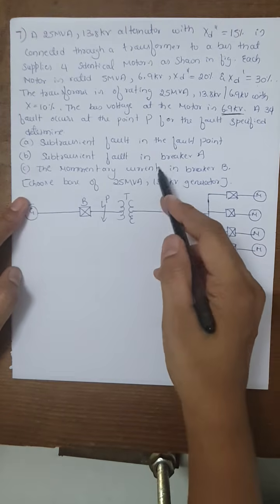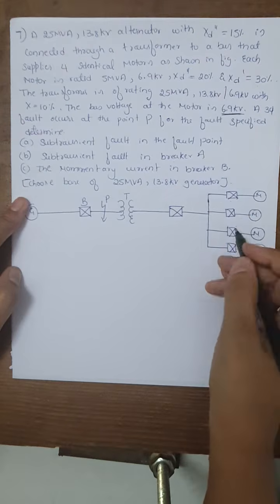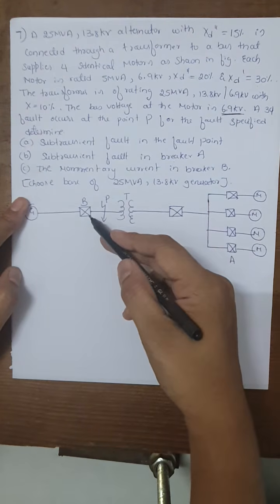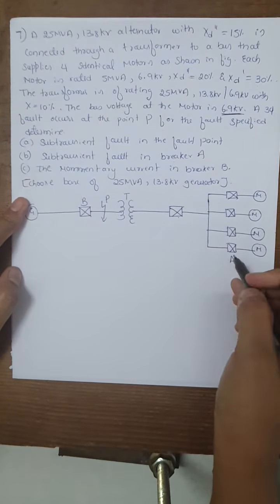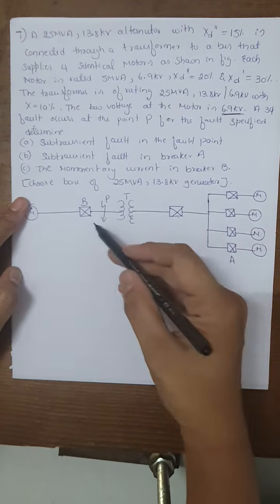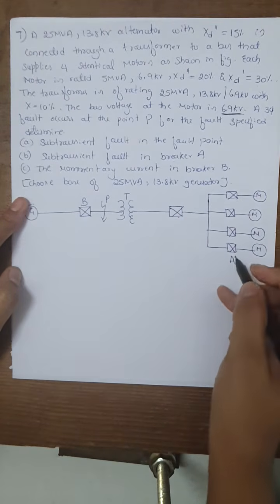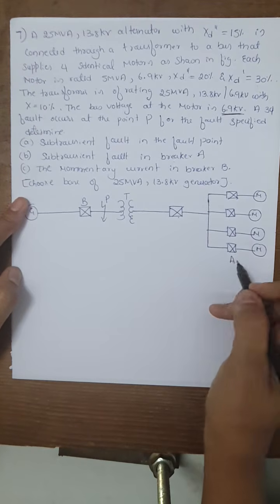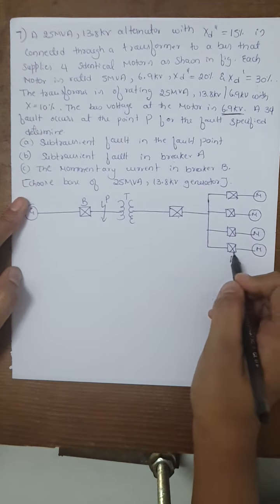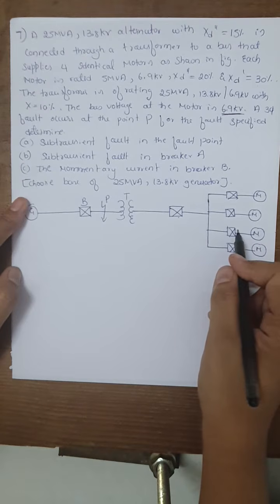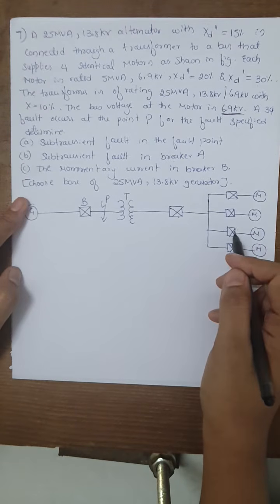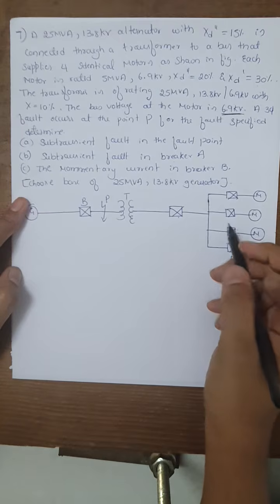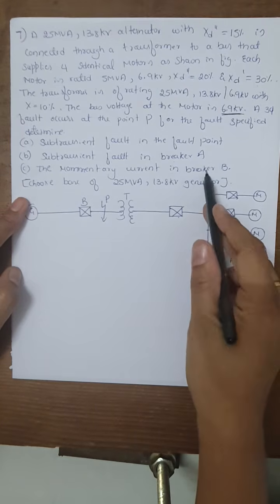What is the meaning of breaker A? You remember this is the symbol for representing the circuit breaker. There will be circuit breakers connected here. When breaker A is operated, it gets disconnected from the system. In such a case, what will happen? How does the system behave and what will be the fault current? That is what we have to calculate.